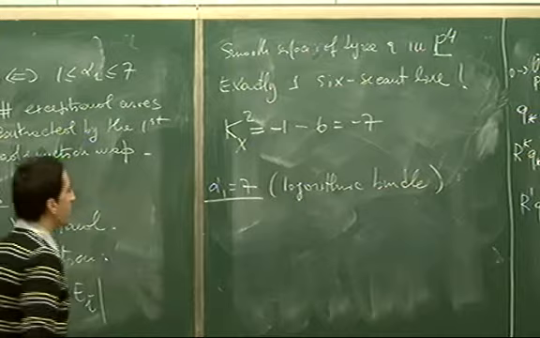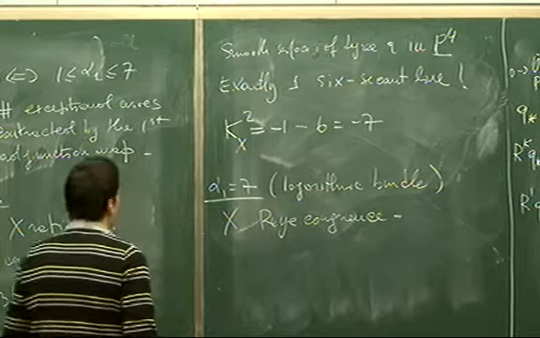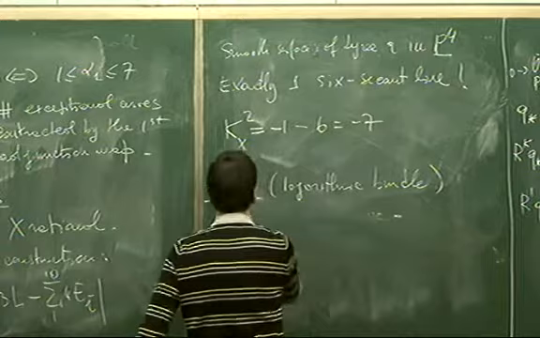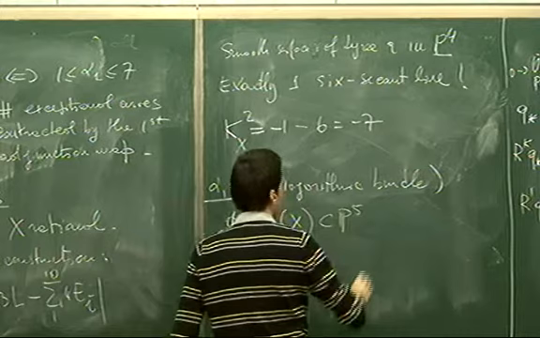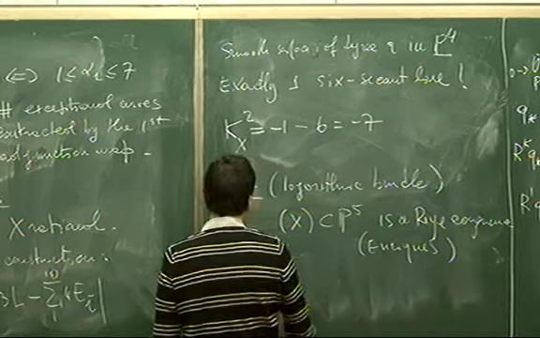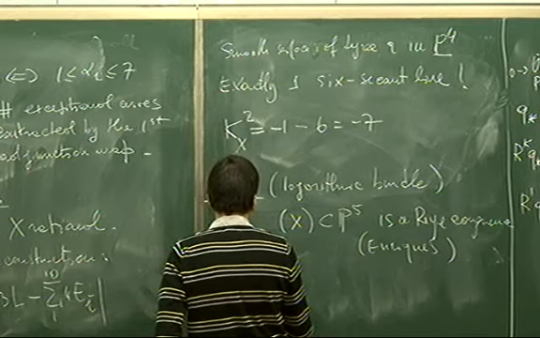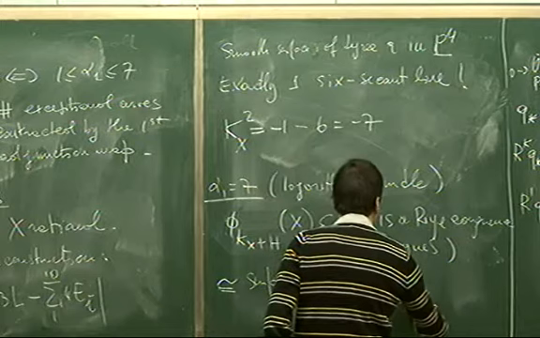In this case, X is a Reye congruence. In other words, X is not a Reye congruence, but the adjoint model of X is a Reye congruence. The image phi of K_X plus H_X in P5 is a Reye congruence. So it's a reference. You can also see the image from the first adjunction map as a congruence surface of bidegree 3-7 in the Grassmannian.